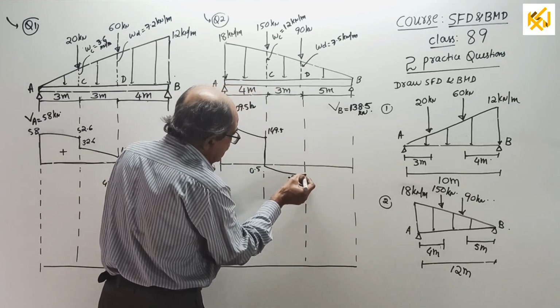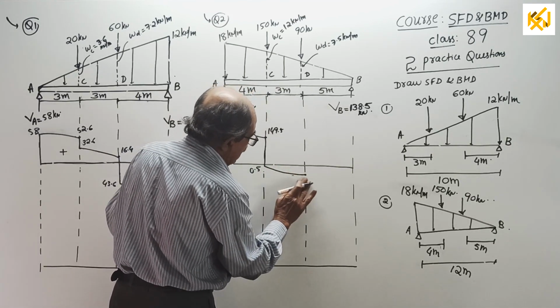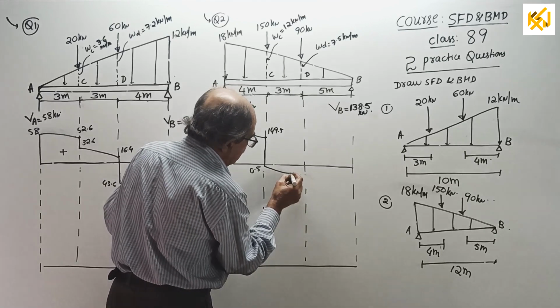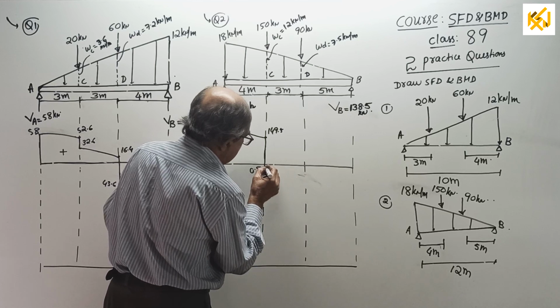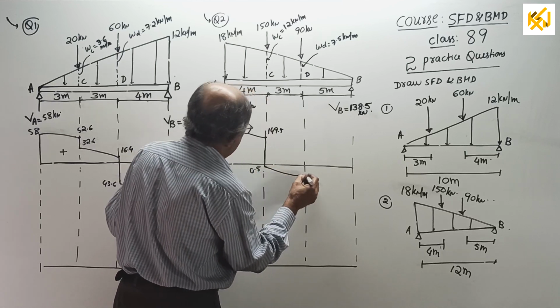Not zero slope. Little slope is there here. Okay, I'll do one thing now. I will show little slope. Little slope is there here. Not correct now? Okay, okay. Okay, now okay. Somewhat out of scale.